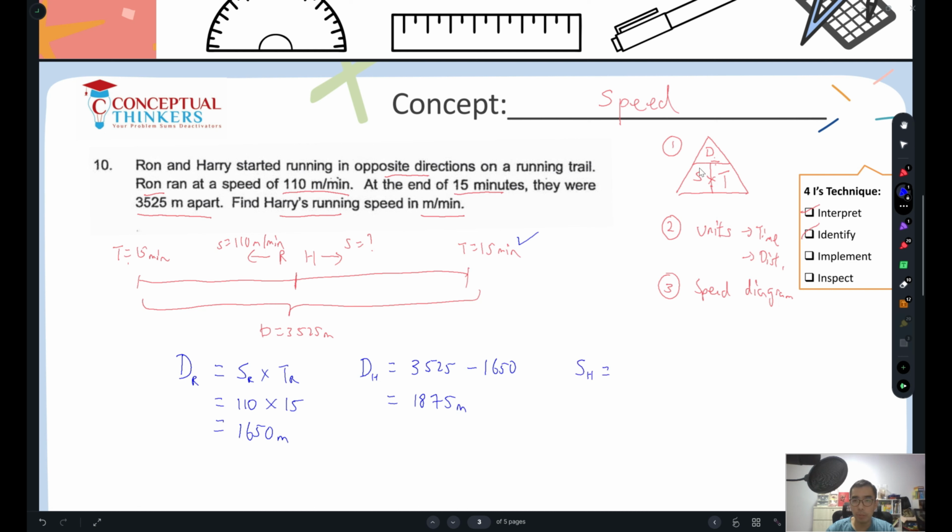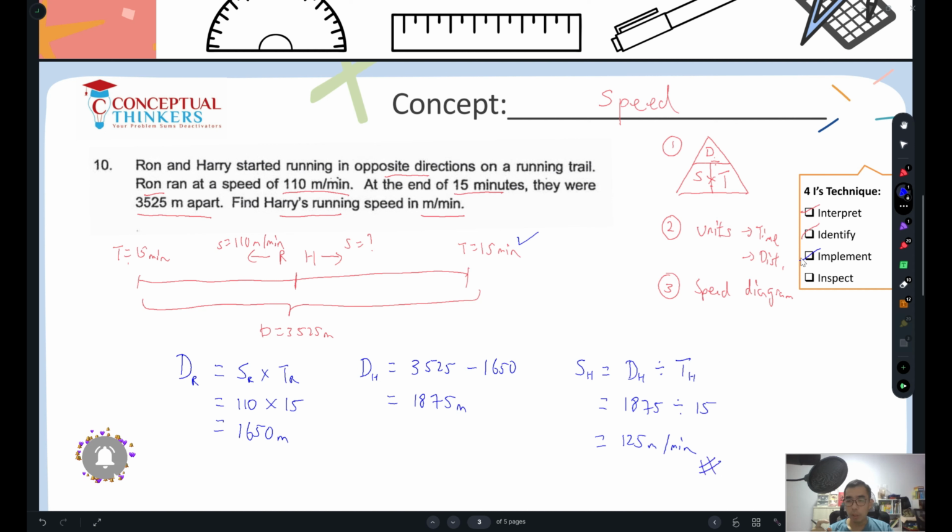Okay, so with distance and time, now I can finally find the speed of Harry. So speed of Harry, again we cover the S, so we got distance of Harry divided by time taken by Harry. So distance will be 1875 meter, divided by 15 minutes. So I'm going to end with 125 meter per minute. Okay, so this is the way that I will be solving the question.